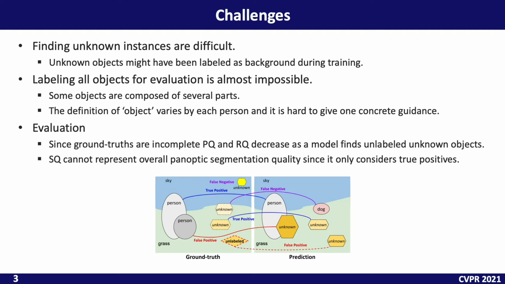Finally, since ground truths are incomplete, PQ and RQ, which are the standard panoptic segmentation metrics, decrease as a model finds unlabeled unknown objects, and SQ cannot represent overall panoptic segmentation quality since it only considers true positives.